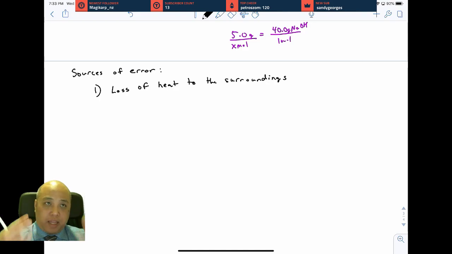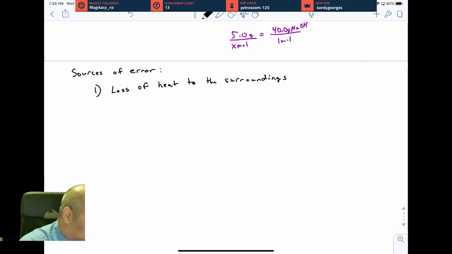so you can't anticipate that. You can always minimize it. You can try to calculate how much is being lost to those different areas if you want to be really precise, but usually in IB, they're not going to expect you to do that. Okay?